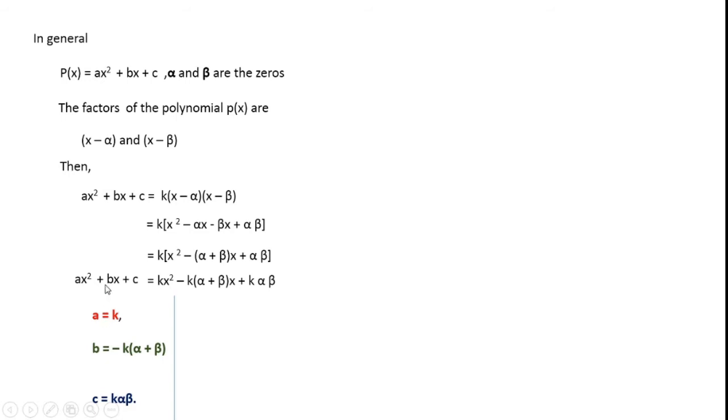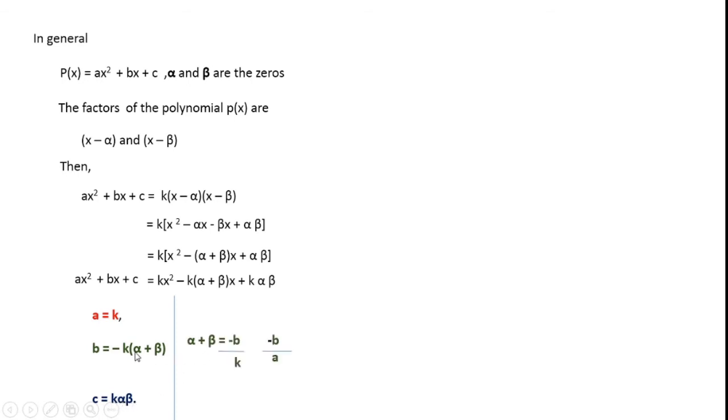The next coefficient of x is b. Here the coefficient of x is minus k into alpha plus beta. So b equal to minus k into alpha plus beta. Now the constant term here is c. Here it is k alpha beta. So c equal to k alpha beta.